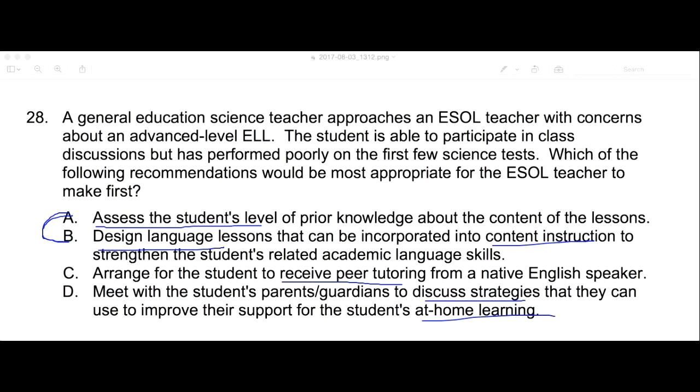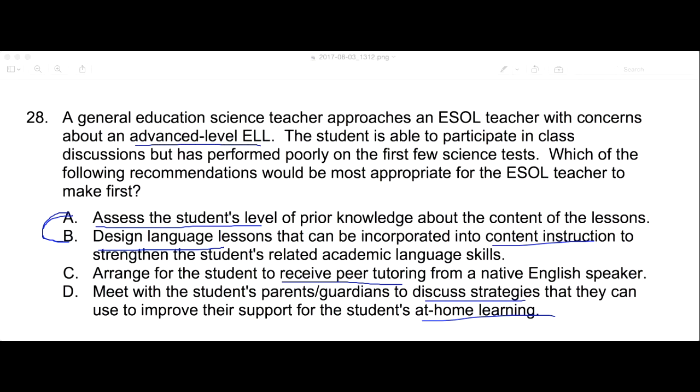Now, a couple of things are going on here. One, you have to know what ESOL is, and obviously you do if you're taking the subject area exam for ESOL. So obviously the first thing is this is an ESOL question. But if you're taking the subject area exam for ESOL, they're all going to be ESOL based, so not really an important keyword or term. One: advanced level ELL.